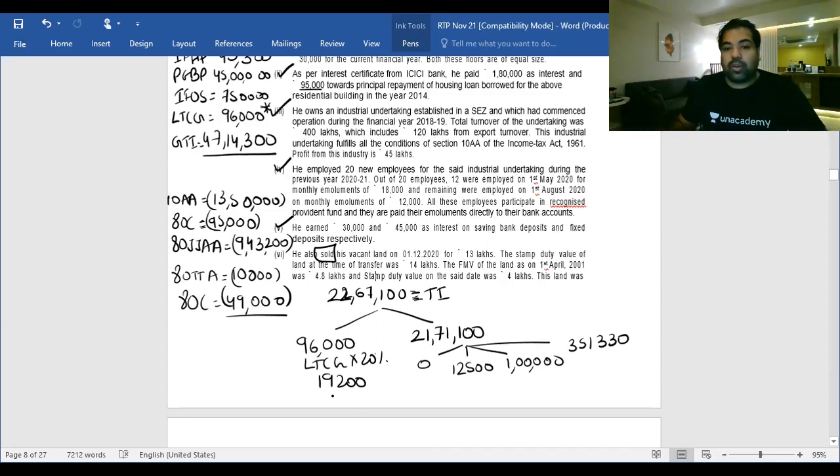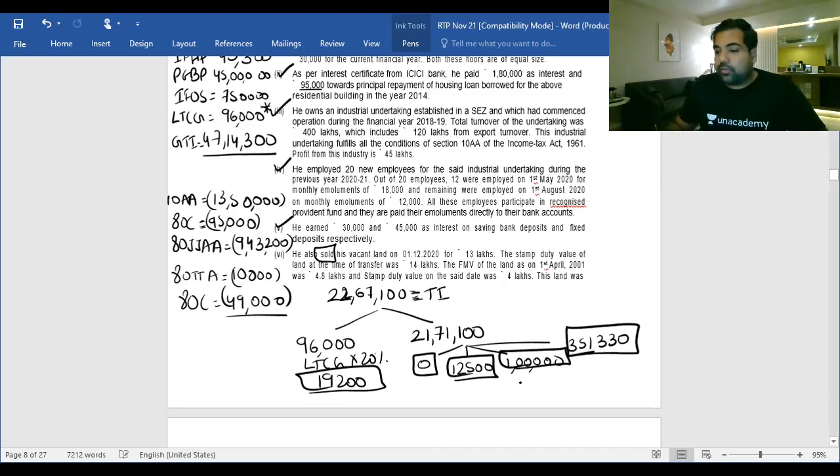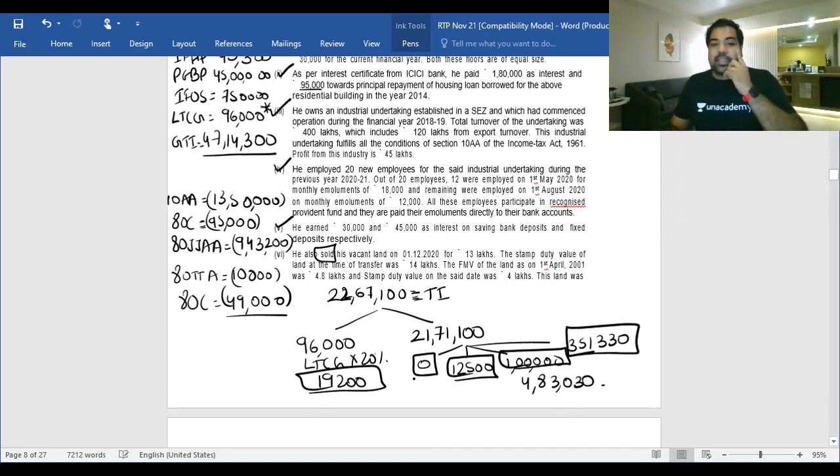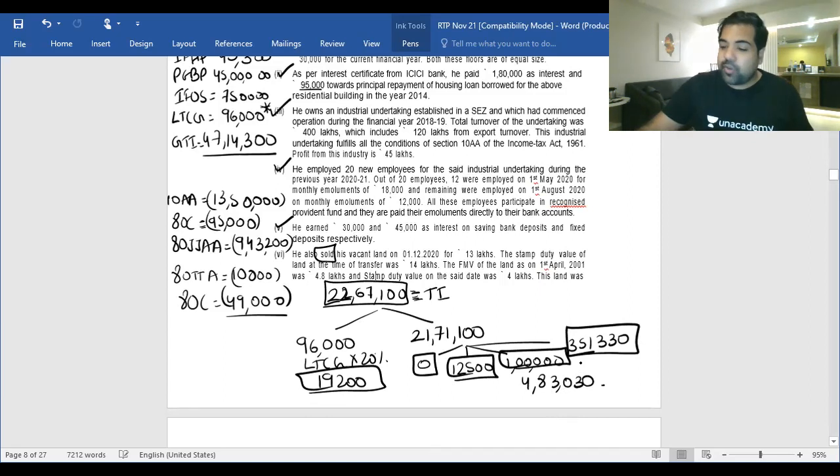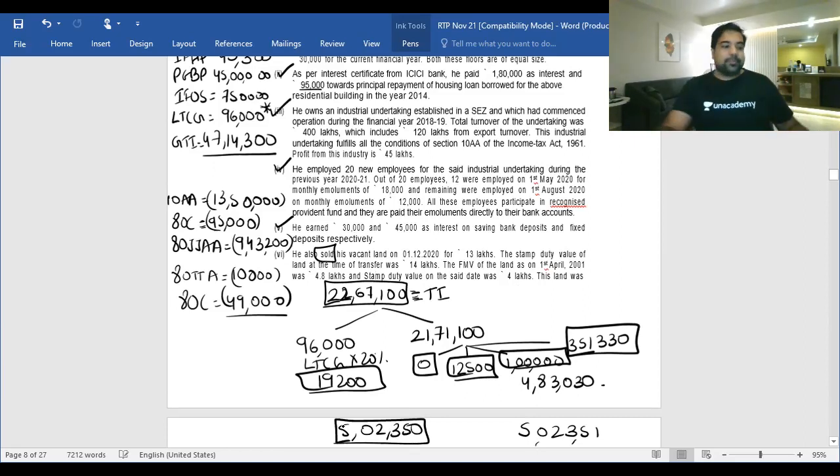So add up all these, and then you'll get 4,83,030. And this is your basic tax. Will there be any surcharge? No, because your total income is not more than 50 lakhs. So there will only be cess of 4%. And that will get you 5,02,351. But you have to round it off. So it's 5,02,350. That is your tax payable.